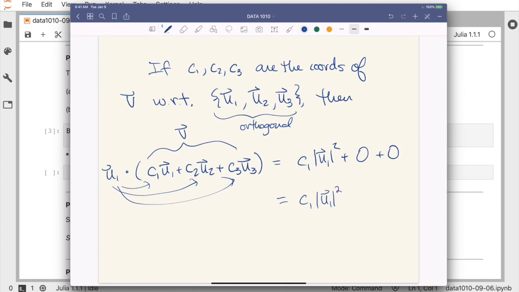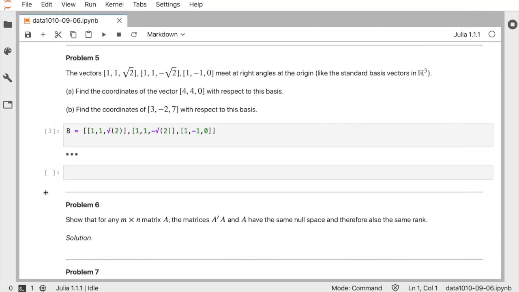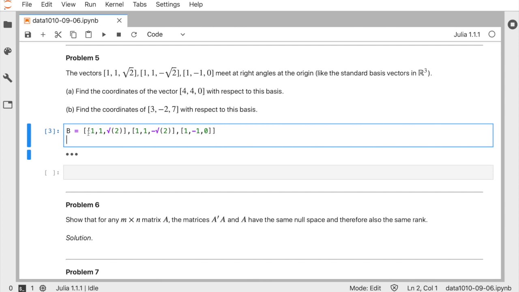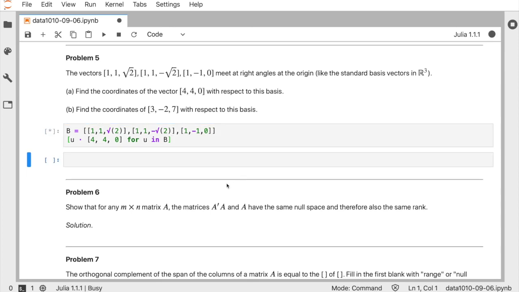So that suggests a strategy for coming up with the coordinates so we can calculate easily. So let's come over here. We have our array of 3 vectors here, and I want to do an array comprehension over that. So for each vector U in that basis, what I want to do is calculate the dot product, which is U backslash cdot, and I hit tab to get the dot. And I can just dot with this vector 4, 4, 0 first, and then we'll switch to 3, negative 2, 7.